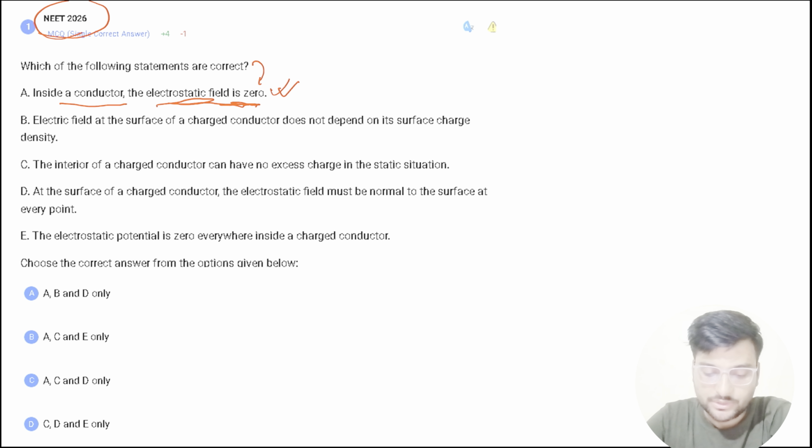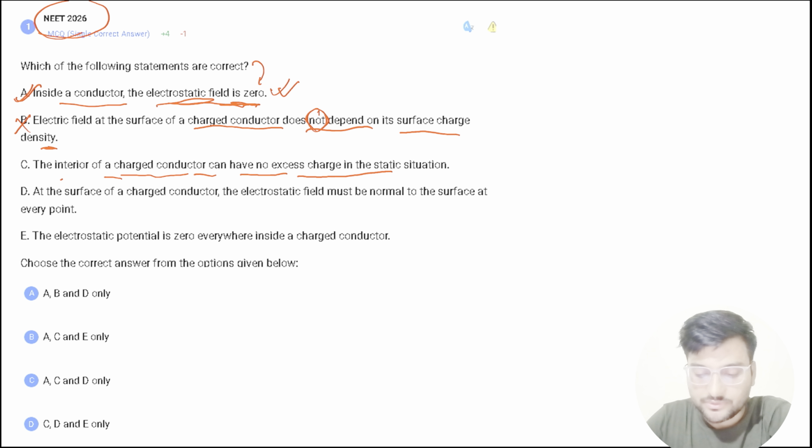Now see, this is the question. The first option, inside the conductor the electrostatic field is zero, that will be 100% correct. Now second is, the electric field at the surface of the conductor does not depend on surface charge density. They say that it does not depend, and not depend means that is wrong. It depends on the surface charge density, right? Now, in the interior of the charged conductor there can be no excess charge in static situations. So that will also be correct.